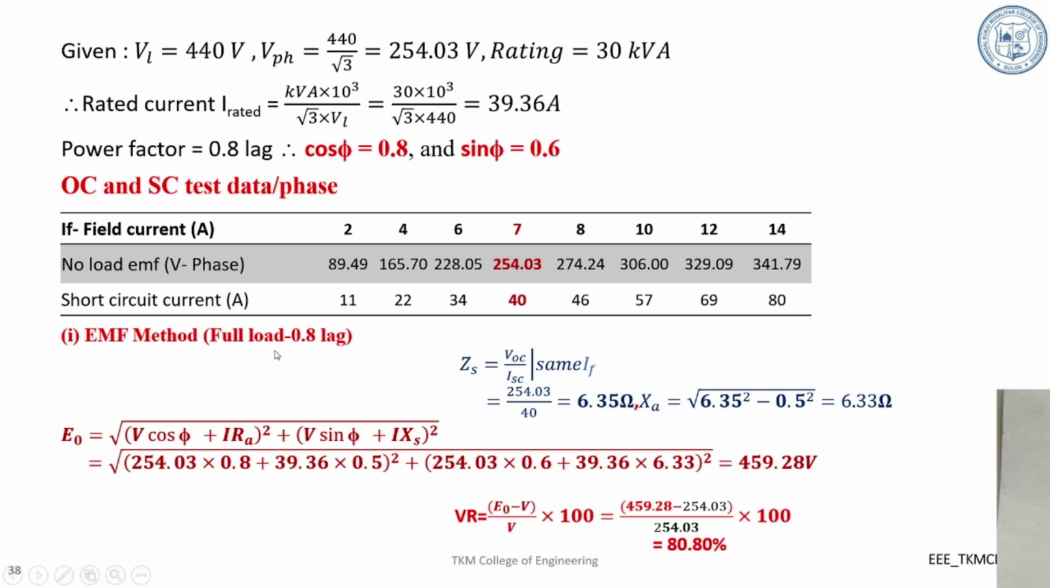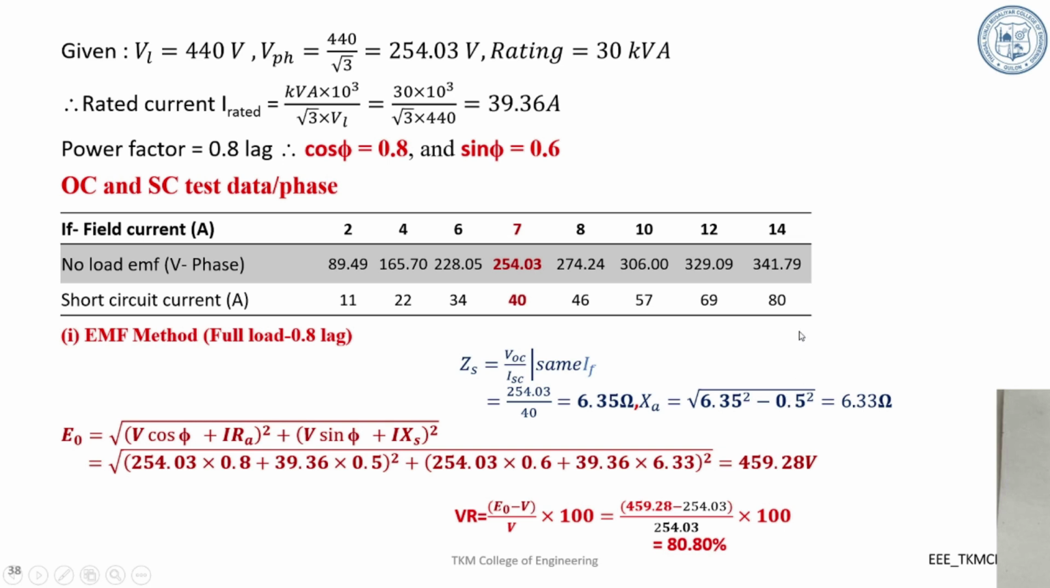So first case is full load 0.8 power factor lag. We need to calculate synchronous impedance. Synchronous impedance is VOC by ISC for the same field current. Here corresponding to 7 ampere field current, open circuit voltage is 254.03 and short circuit current is 40 ampere. Substituting these values in the synchronous impedance equation, we obtain synchronous impedance as 6.35 ohm. Then synchronous reactance is root of ZS square minus RA square. Substituting ZS as 6.35 and RA as 0.5 ohm per phase, XS is obtained as 6.33 ohm.